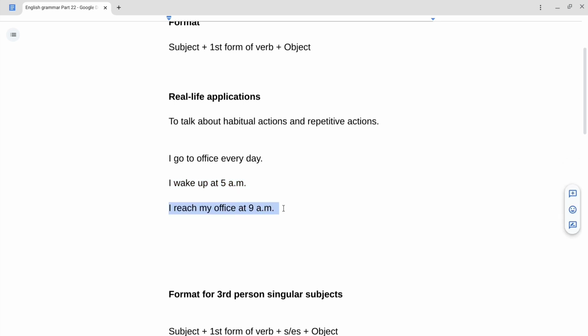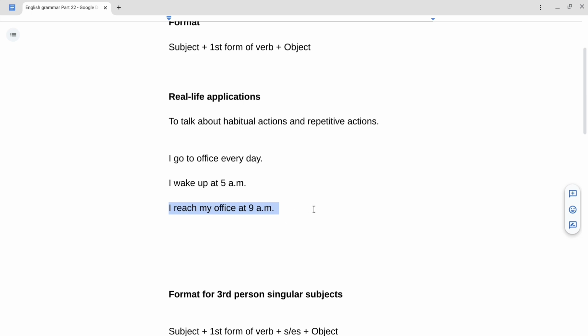Next one, I reach my office at 9 a.m. I is the subject part, reach is the first form of verb, my office is the object followed by the time 9 a.m. So is it clear? An English sentence should contain subject, verb and object and the verb comes in the middle. The verb always follows the subject. It is after the subject. Got it?